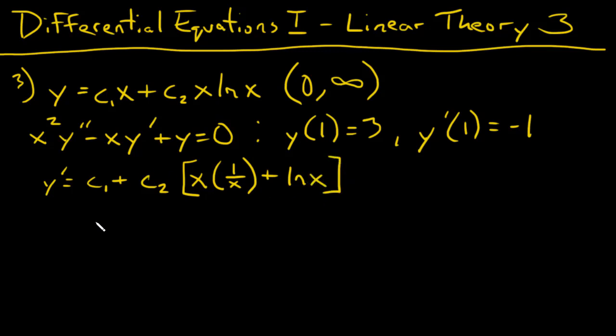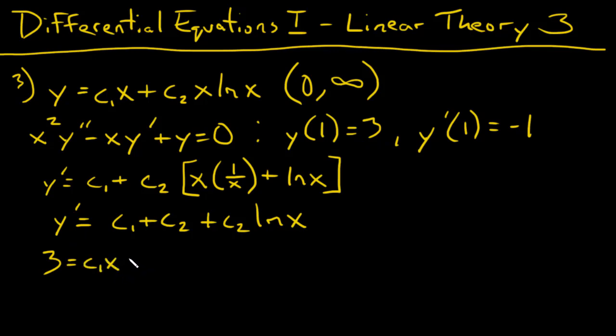So if I rewrite this, I can get y prime is equal to c1 plus c2 plus c2 natural log of x. Okay, so now that's all I need to plug in my initial conditions. I'll start off with my y expression. So I plug in, I've got y at x equals 1 is equal to 3. So 3 is equal to c1 x plus c2.